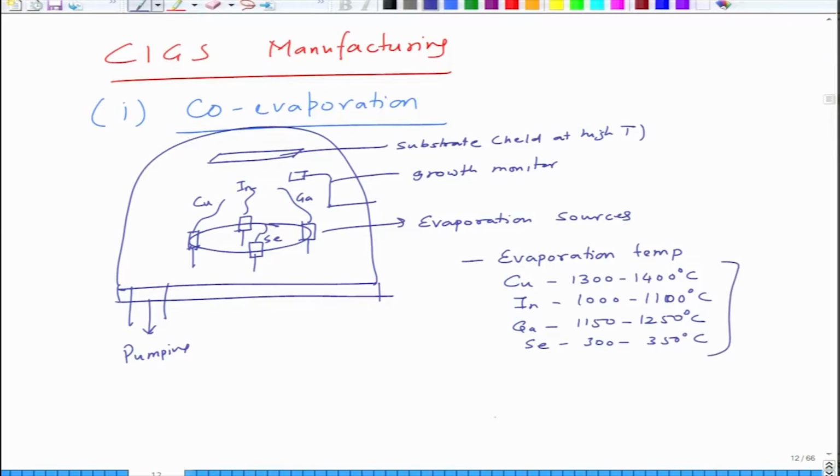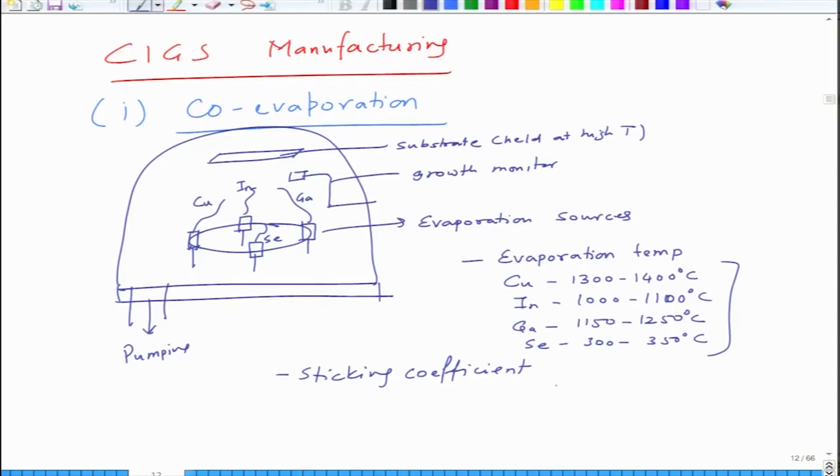So they are all evaporated. See, when things evaporate, they get deposited on the substrate, but there is also a re-evaporation that may occur. So you may have sticking as well as re-evaporation. So the deposition rate will depend upon the sticking coefficient. Okay, there is something called the sticking coefficient, which determines the ability of elements to stick on a surface or be deposited on a surface.